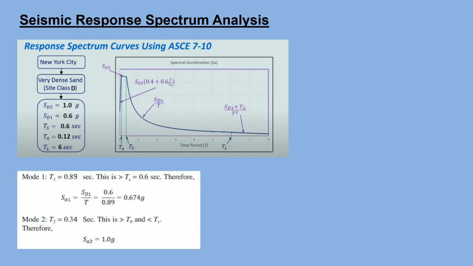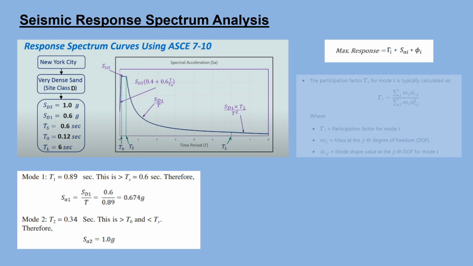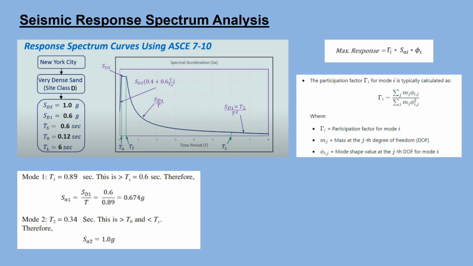In order to calculate the modal force for each mode, we need to calculate the maximum response for that mode, which equals the participation factor multiplied by the spectral acceleration for the mode. The participation factor is a measure of the contribution of a particular mode of vibration to the overall response of a structure. It quantifies how much a specific mode influences the dynamic response when subjected to seismic loading. The participation factor for a mode is calculated based on the mode shape and mass distribution of the structure.